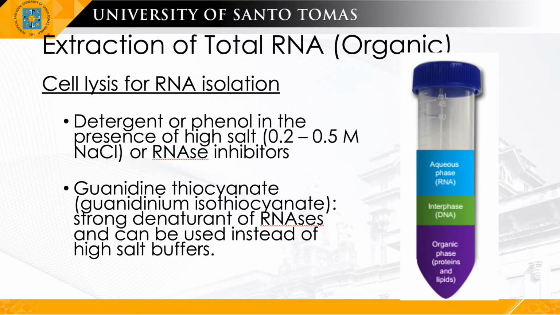So, guanidine thiocyanate or guanidinium isothiocyanate inactivates endogenous ribonucleases, and it also has another function during cell lysis, which is protein degradation. So it's a very strong denaturant of your RNases and can be used instead of the high salt buffers. Sometimes they add 2-mercaptoethanol in the mix because it acts as a strong reducing agent.